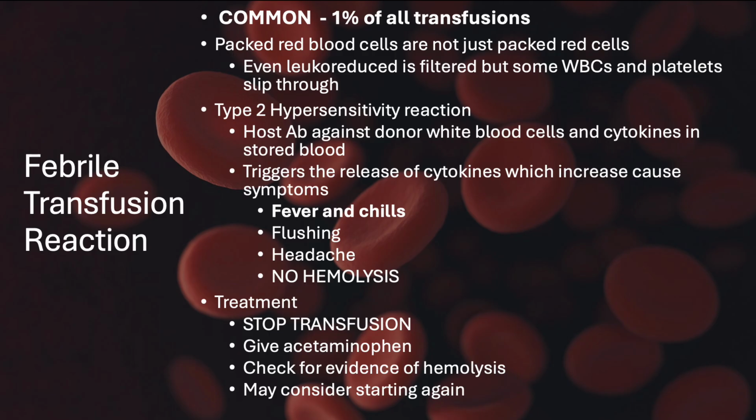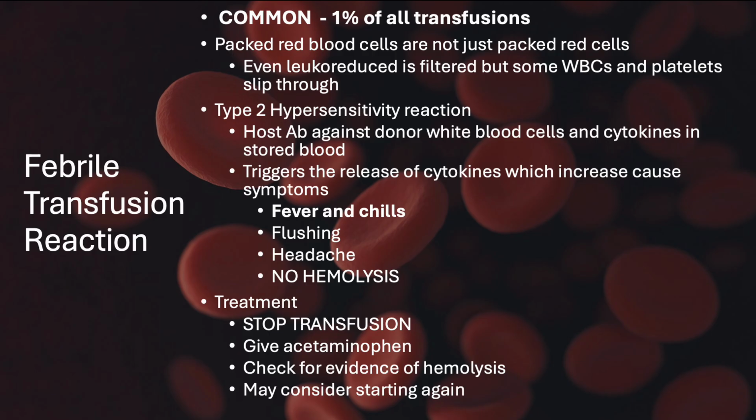Febrile transfusion reactions are a type 2 hypersensitivity reaction. The host's antibodies are against the donor's white blood cells and cytokines that are in the stored blood. This triggers the release of cytokines, which increase symptoms, causing fever and chills, the most common symptom by far. You may also see flushing and headache. This is not uncommon, but there is no hemolysis. This is a very important distinction.